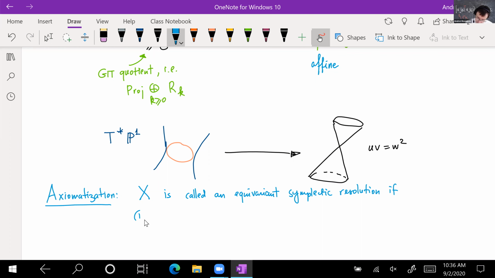if, first, X... well, it has three words in its title, so let me explain the three words. First, X is algebraic symplectic. This is satisfied for Nakajima varieties, e.g. a smooth algebraic symplectic reduction.